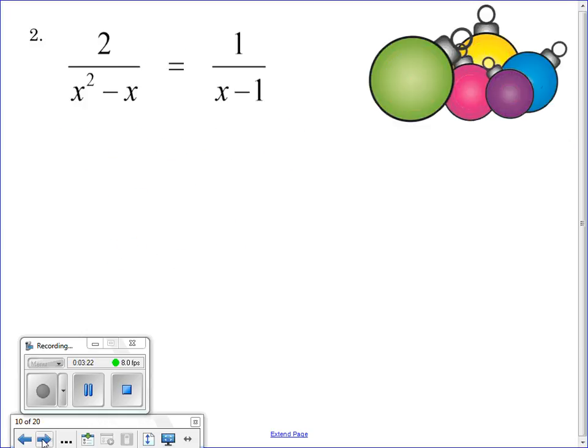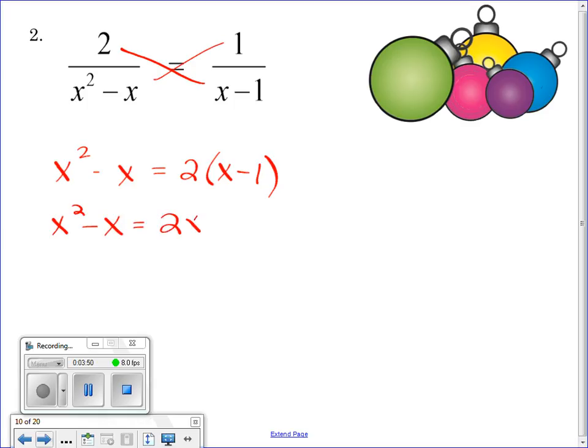All right, so here we go. Let's try this one. Is it fraction equals fraction? I need you to make sure that we're aware of that because there's different types. Fraction equals fraction, we can cross multiply. And again, I don't care which way you go. 1 times x squared minus x. 2 times x minus 1. So we have x squared minus x equals 2x minus 2.